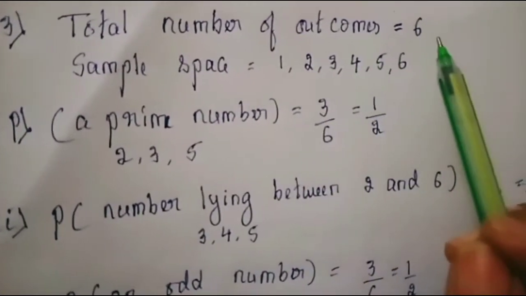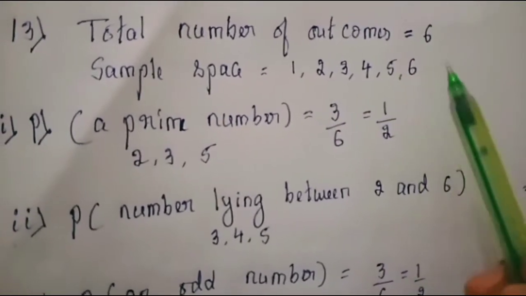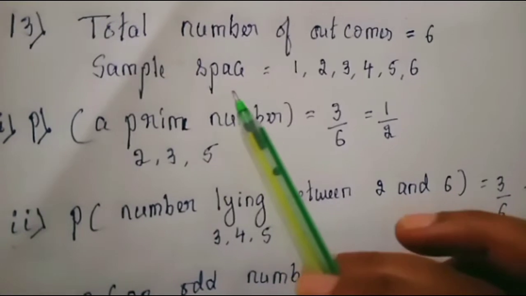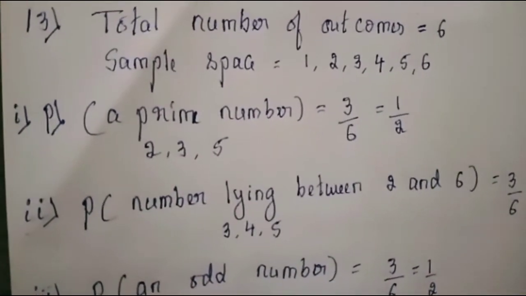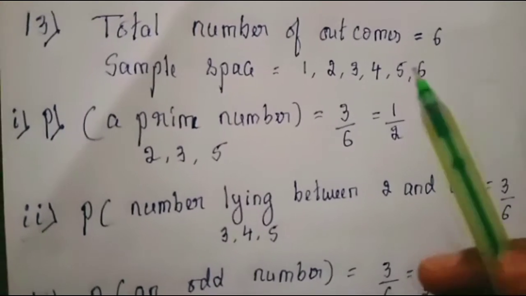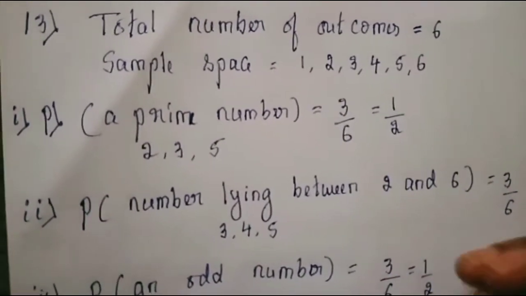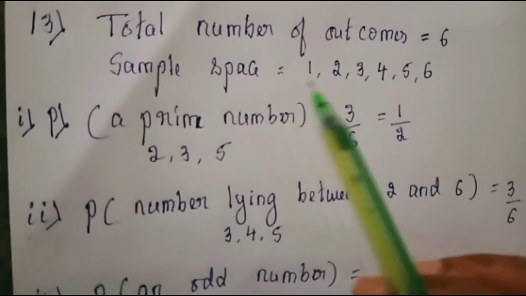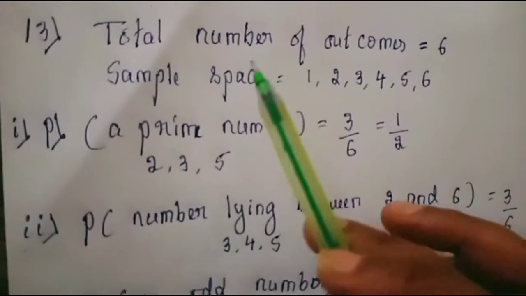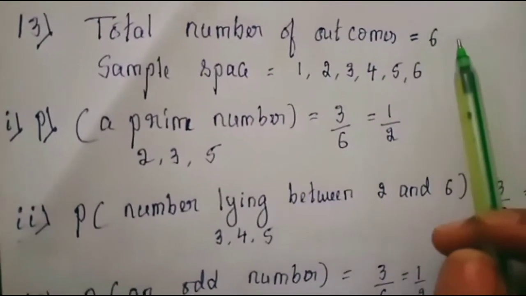Number of outcomes is 6. What are the outcomes here? 1, 2, 3, 4, 5, 6. That is nothing but sample space. Suppose you throw a coin, the number of outcomes is 2. So what is the sample space? Head and tail. I hope you understood the meaning of sample space. Sample space is nothing but outcomes, and when you count those outcomes, we get the total number of outcomes. That is here 6.